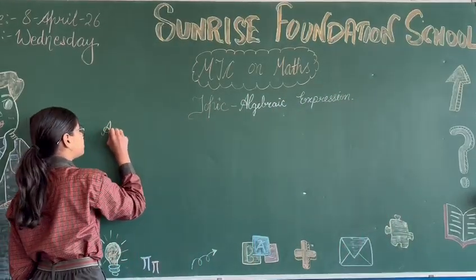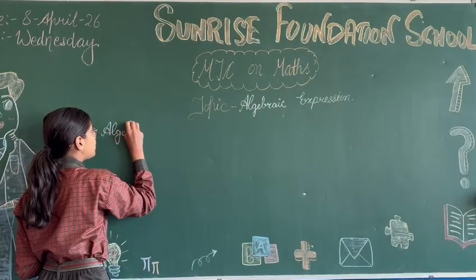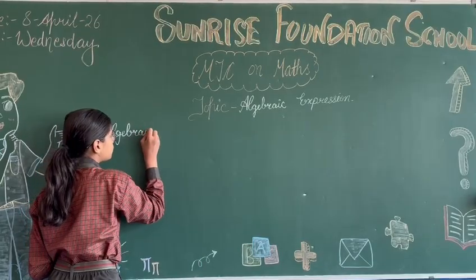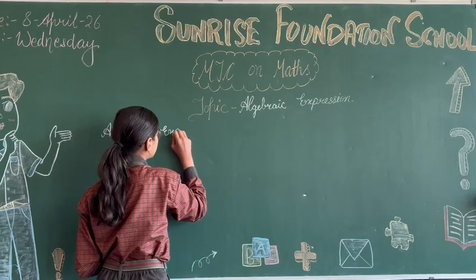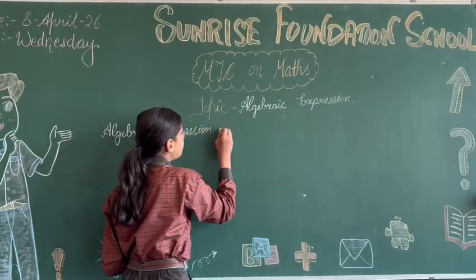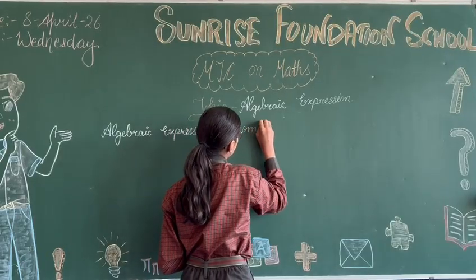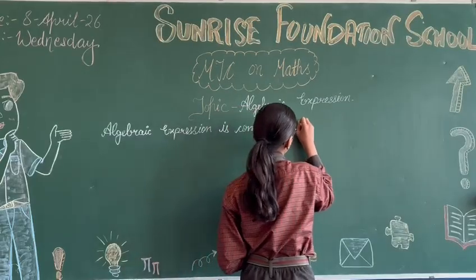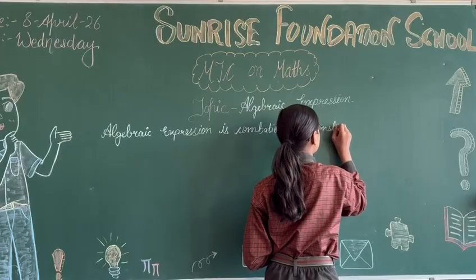An algebraic expression is an expression which is a combination of a constant and a variable. What is the combination of a constant and a variable? Algebraic expression. It is a combination of constant and variable.